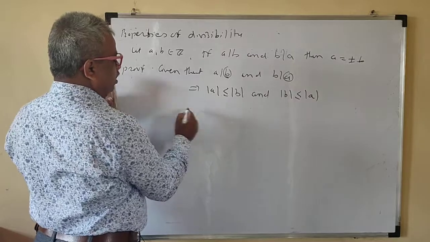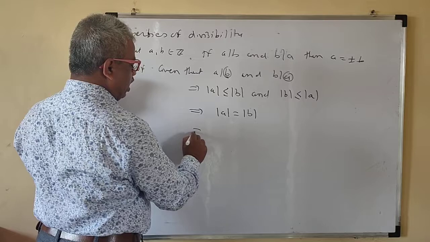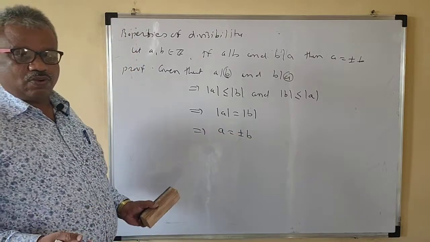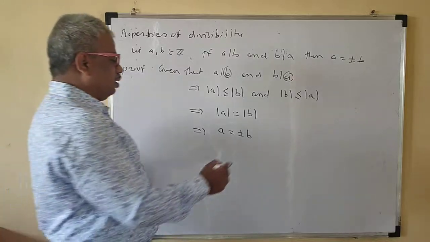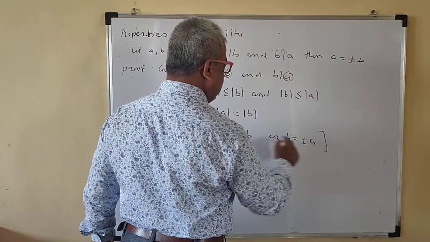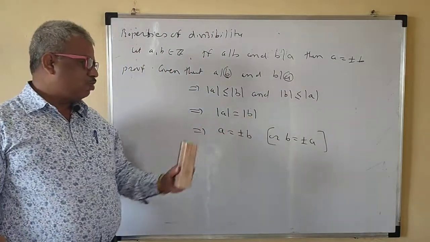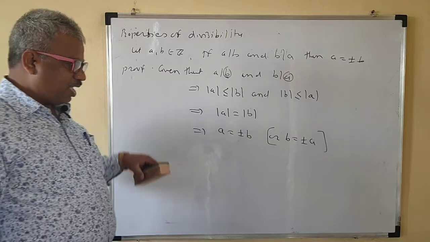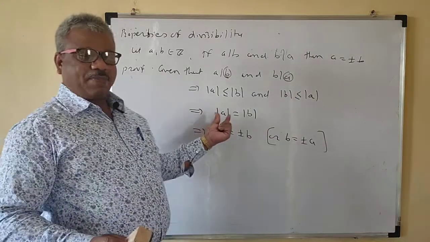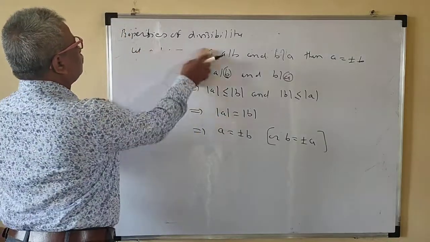So this implies that mod A is equal to mod B, and this implies that A is equal to plus or minus B, or B is equal to plus or minus A. This we write in brackets. So if mod A is equal to mod B, then A is equal to plus or minus B. You are familiar with mod A, right? This is the absolute value function.